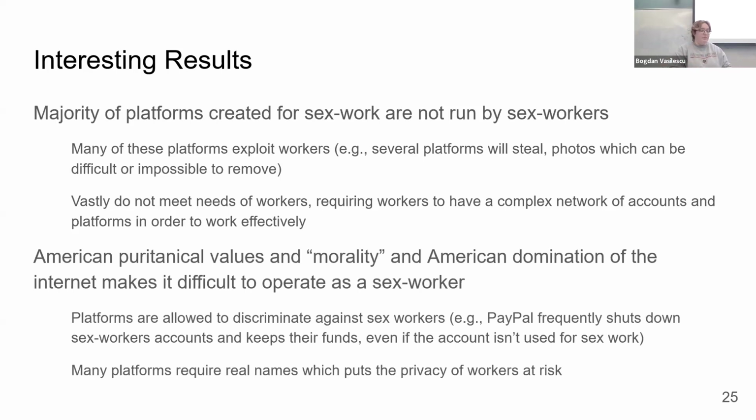And they also found that American puritanical values, American opinions on morality, and American domination of the internet made it difficult to operate as a sex worker, because platforms are allowed to discriminate against sex workers even when they are not using them for sex work. And they put a lot of the privacy of sex workers at risk.